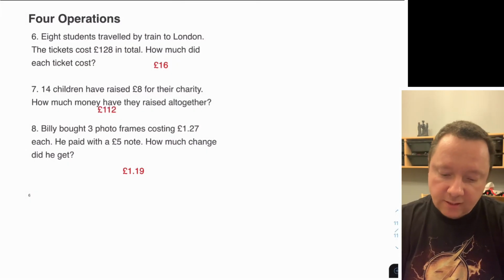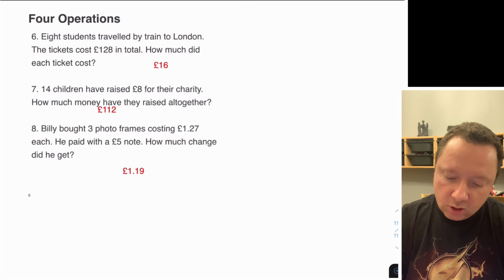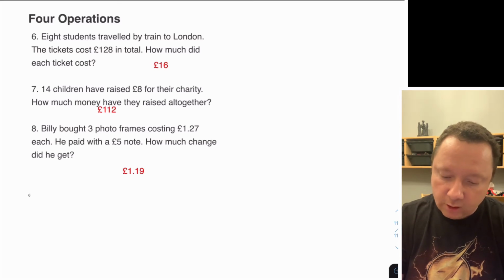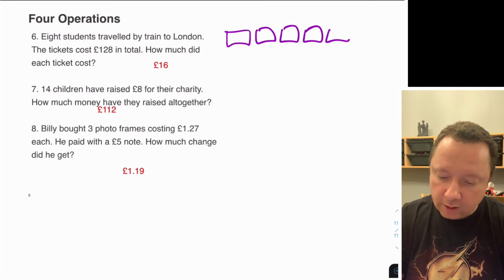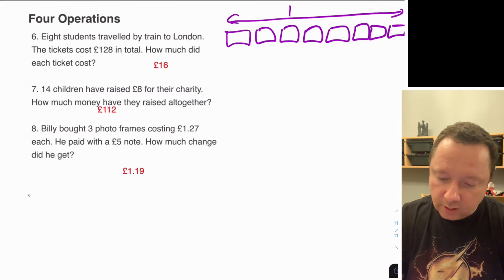So question 6 says 8 students travelled by train to London. The tickets cost 128 in total. How much did each ticket cost? So we've got 8 students, so we could draw 8 boxes. So what we're trying to work out is how much goes in each box when the total of the boxes is 128. So I need to do 128 divided by 8 to get 16 in each box, which you could write in each box if you want.